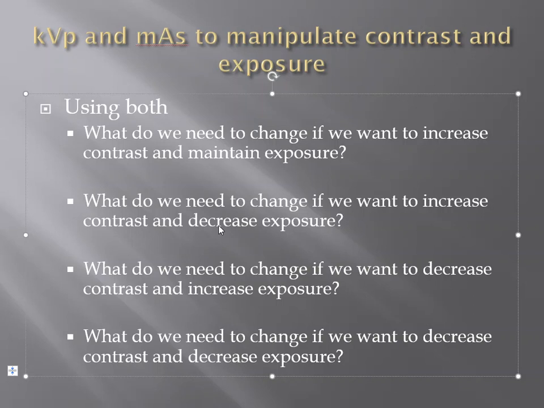So what we have not talked about is what if you want to increase your contrast and increase your exposure? If you want to increase your contrast, you have to reduce your KVP, so your KVP would reduce by 15%. You double your mass if you wanted to maintain your exposure. That only gets you to maintain the exposure. So what you would have to do is double your mass again if you wanted to increase contrast and increase exposure.